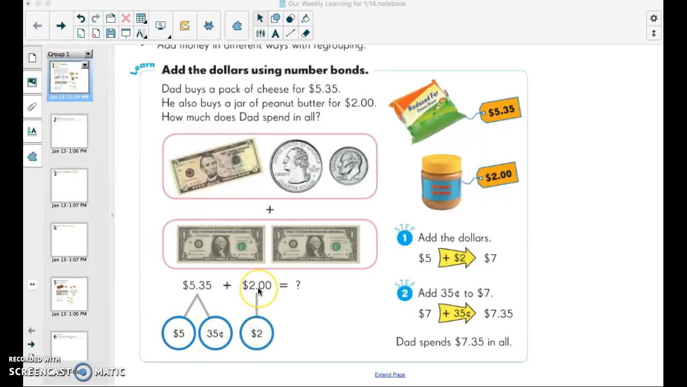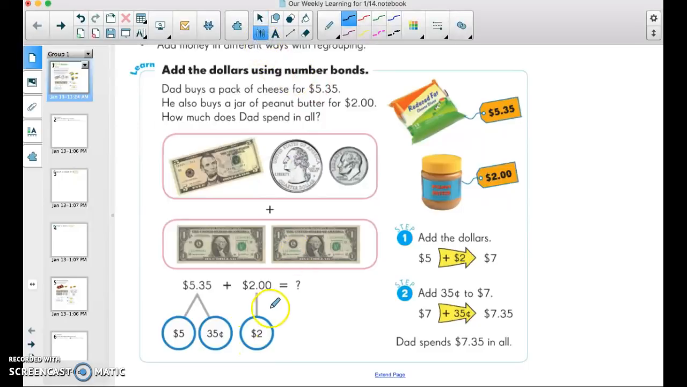Now I'm going to do the same with my $2 and make my number bond. My number bond is going to be the dollars first. I'm going to draw my line with the circle and $2. And if you want, you can also draw a line to show your cents. My cents is going to be 0 cents. But you do not have to show that because it is 0.